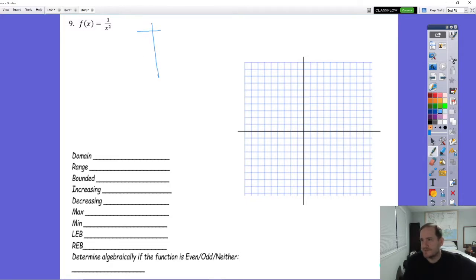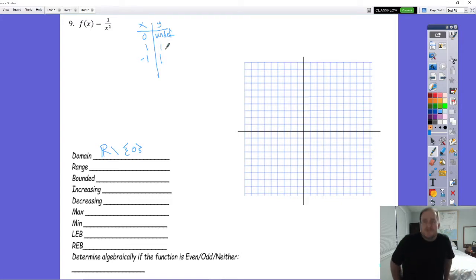If I make a little t-chart and I plug in 0, then immediately we go, oops, that's undefined. And that's the only value of x where we're undefined. So we can say, before we do anything, that our domain will be all numbers except for 0. Then plugging in 1 gives 1, but plugging in negative 1 also gives 1, which seems to be implying an even symmetry. Plug in 2, and you get 1/4. Plug in negative 2, and you get 1/4.